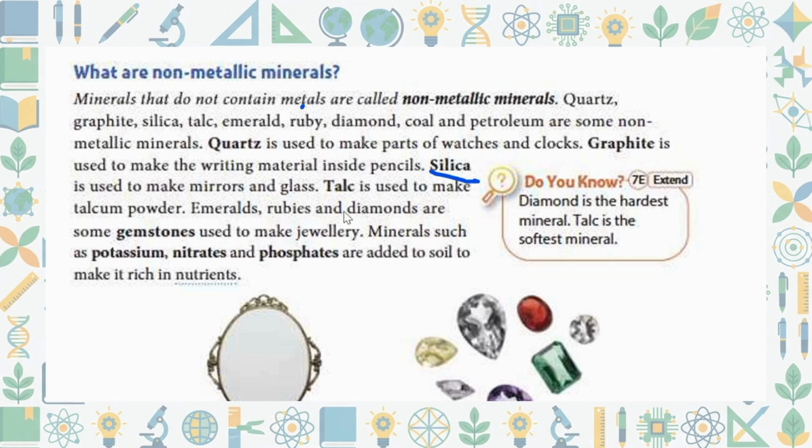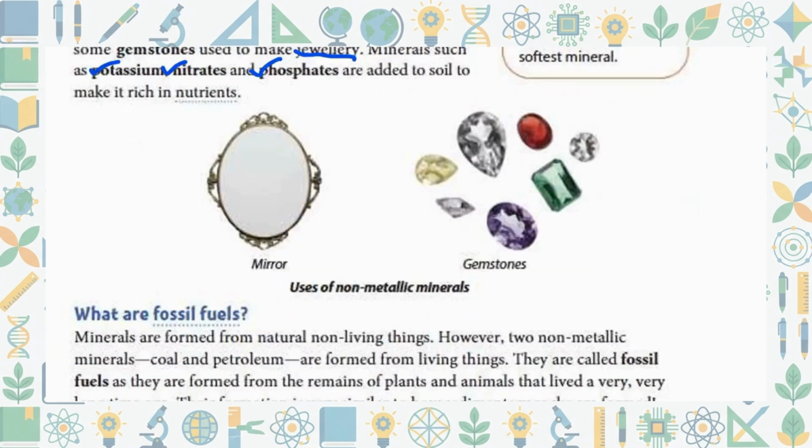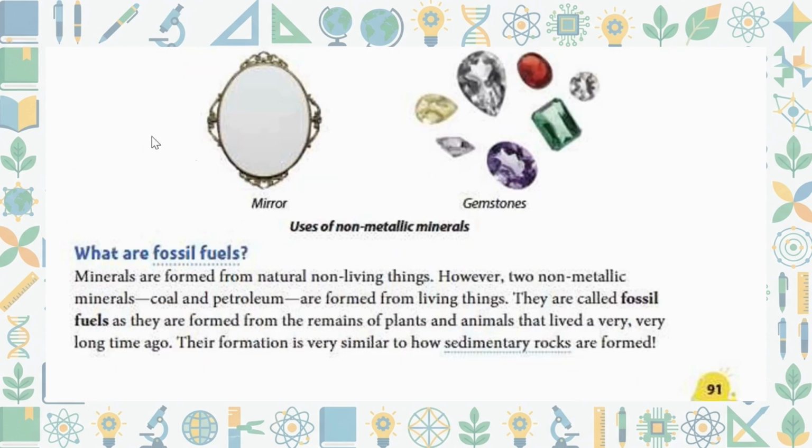Emeralds, rubies and diamonds are some gemstones used to make jewelry. Minerals such as potassium, nitrates, and phosphates are added to soil to make it rich in nutrients. This is a mirror and gemstones. These are uses of non-metallic minerals.